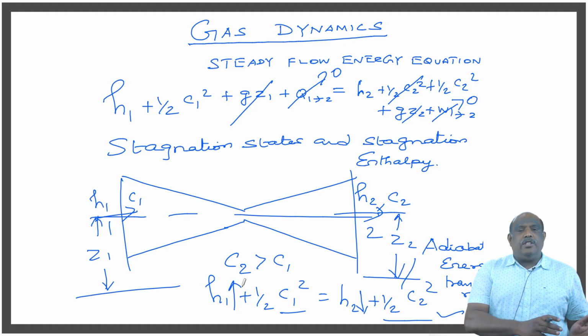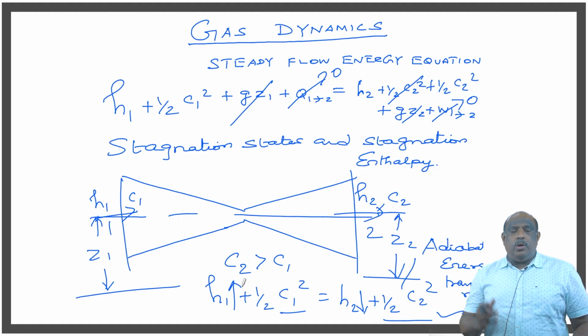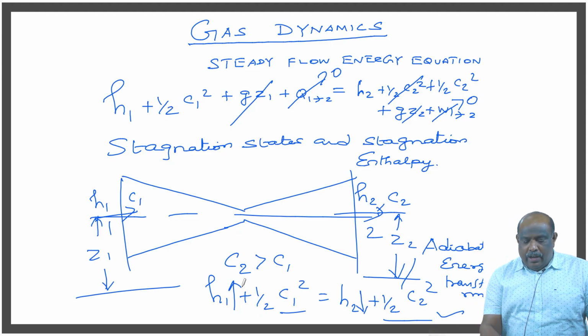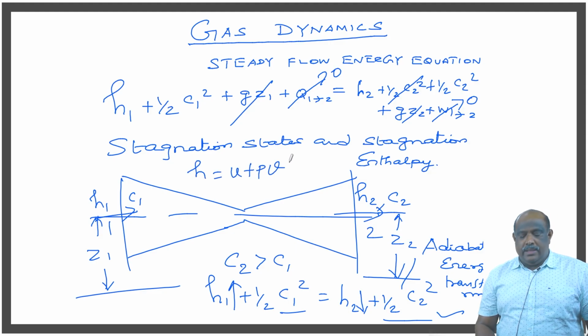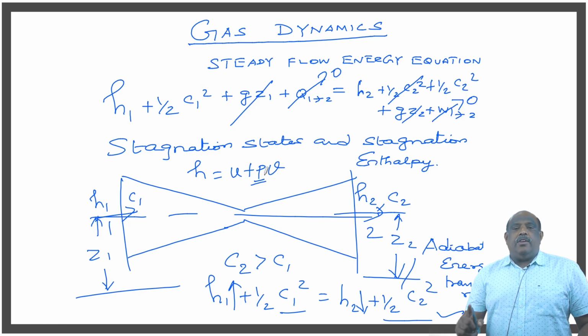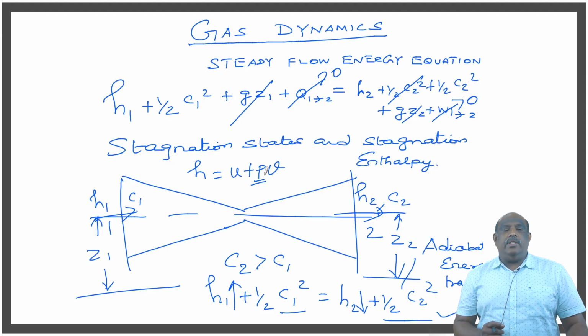If one form of energy is converted to another form, so c2 is more than c1, which means h2 should be less than h1. We also know that the static enthalpy h is given by u plus p v, where p indicates the pressure. Here the pressure energy is converted into kinetic energy. So we can conclude that in a convergent divergent nozzle or a convergent nozzle, the pressure energy is converted into kinetic energy. This is a very fundamental equation, and it is called the adiabatic energy transformation.